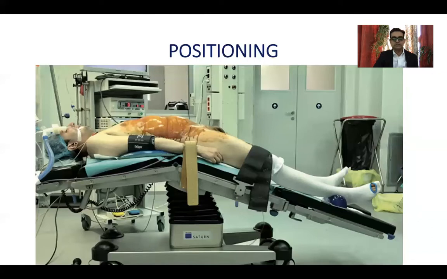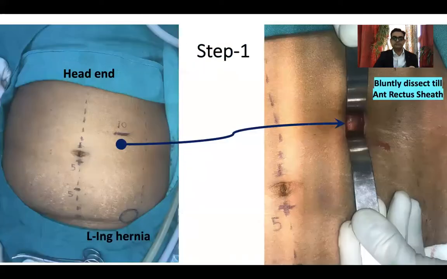The positioning has to be in such a way that the area of surgery, that is the lower and the mid abdomen, is at the tangentially highest point. So you can see the port sites, the 10 mm, the 5 and the 5 mm, and the site of the hernia as well.